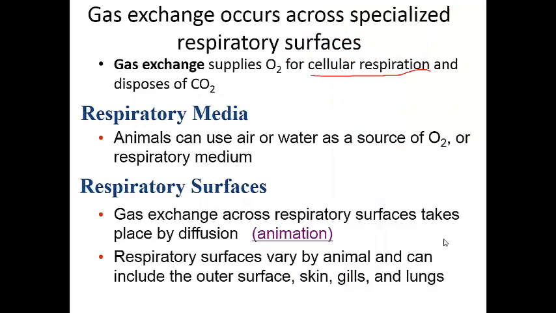Gases are going to move into or out of the organism using a respiratory surface. These gases move through the process of diffusion. Diffusion is the movement of a molecule from areas of high concentration to areas of low concentration, or down what we call its concentration gradient. Here we see an animation of diffusion taking place.